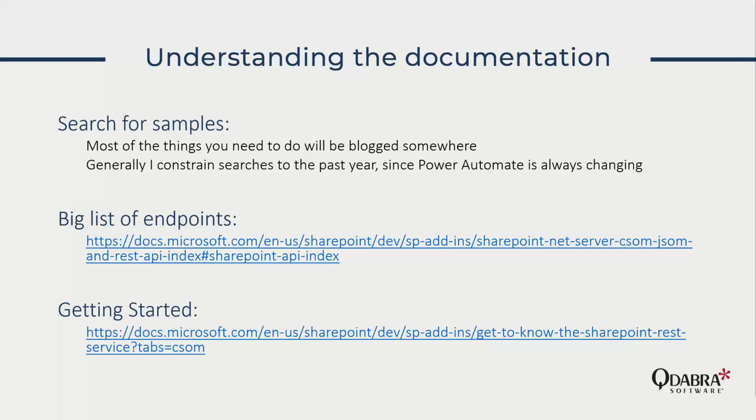How do I do them? How do I apply this? How do I not get stuck, right? Now, generally, when I'm searching for stuff on the Power Platform, I constrain my search to the past year, and that's because so many things have changed so quickly.